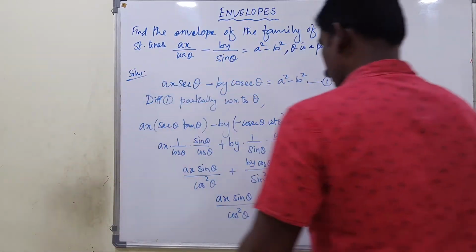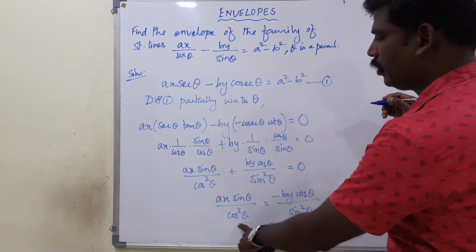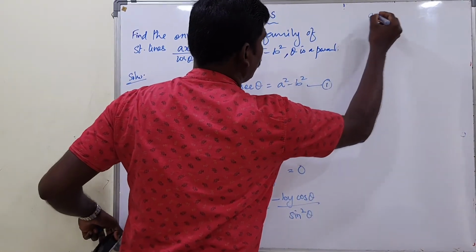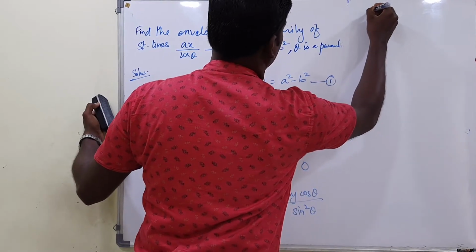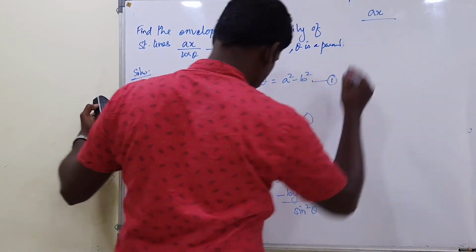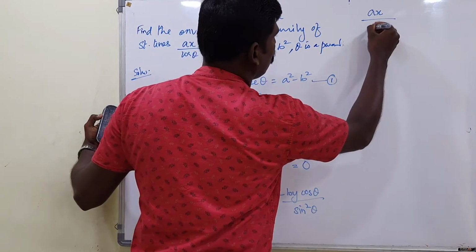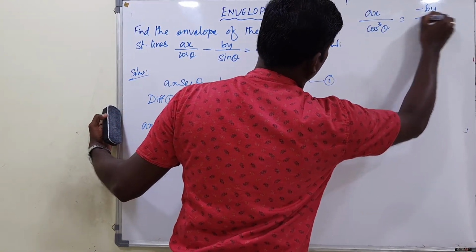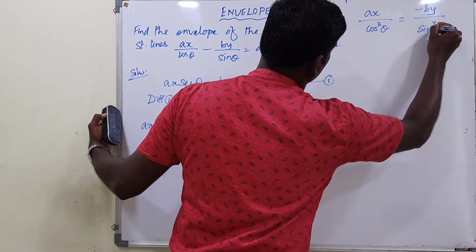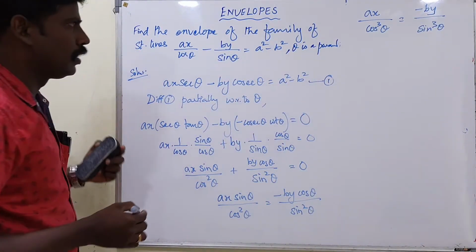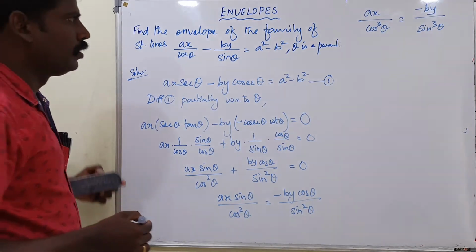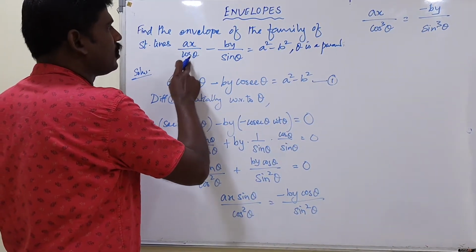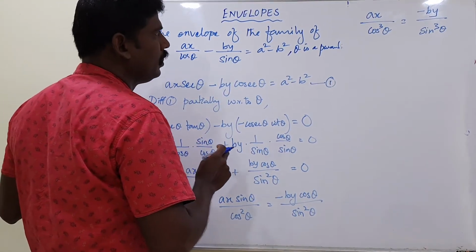Right. So I am taking this cos theta into the left-hand side, this sin theta into the right-hand side. So you will get ax by cos cube theta equal to minus by by sin cube theta, right? Now, what is here? Ax by cos theta minus by by sin theta is here, right?